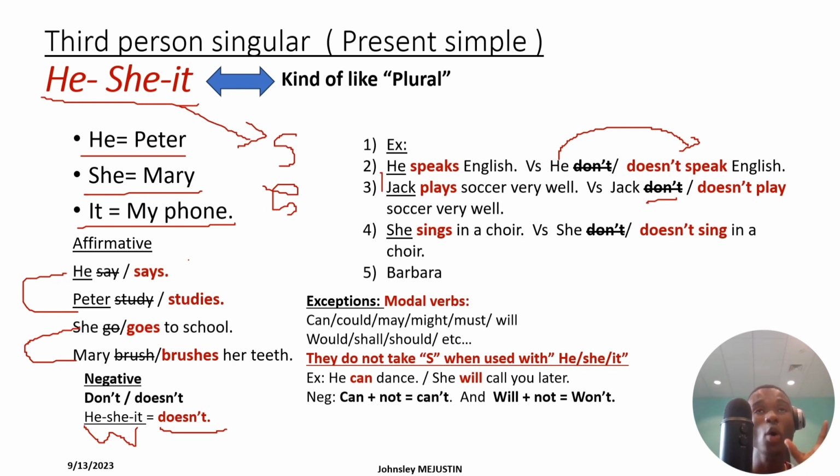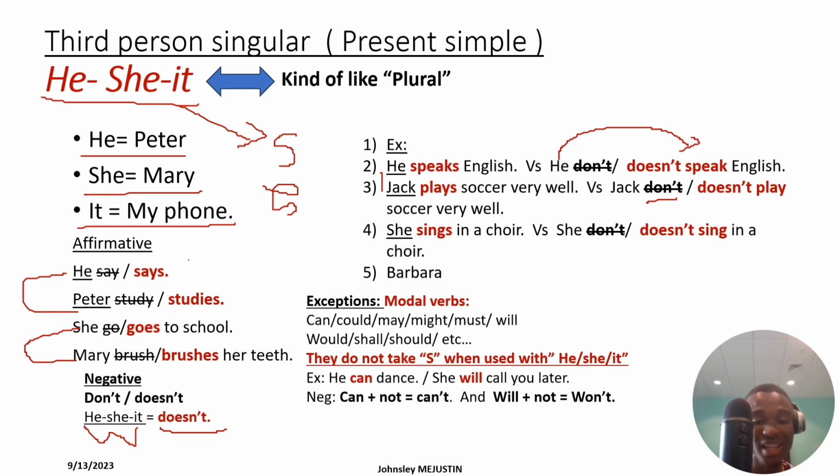We have what we call modal verbs, which are can, could, may, might, must, will, would, shall, should, etc. These verbs are called modal verbs. They never take s. Don't ever add an s to these verbs because they are exceptions. Okay? Yes, we should say he speaks, but never he cans. Don't put s to it. It is an auxiliary verb. Be careful. So don't put s to this one.